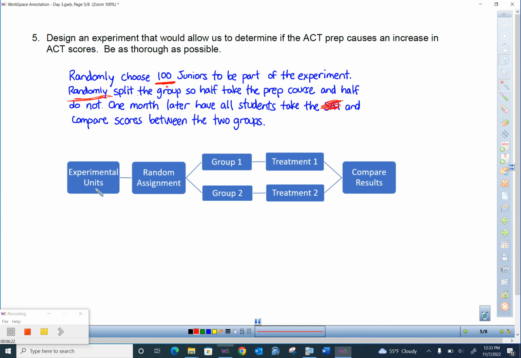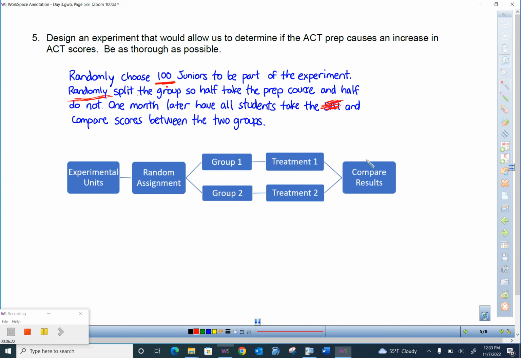So here's how it works in general. We're going to take our experimental units, so those are the people that we want to place in the experiment, and we're going to randomly assign them to however many groups that we have. There were 2 here because we had half of them take the ACT prep course and half of them not take the ACT prep course. So we were splitting it in half, which would mean 50 go here and 50 go here, and then the treatment itself was the course, and then we compare the results.